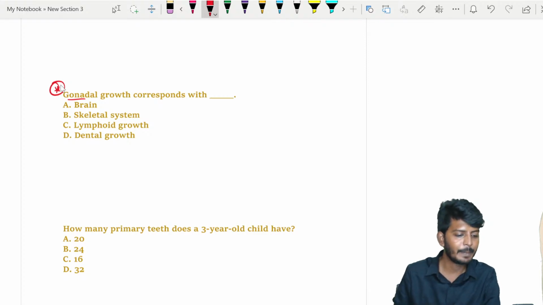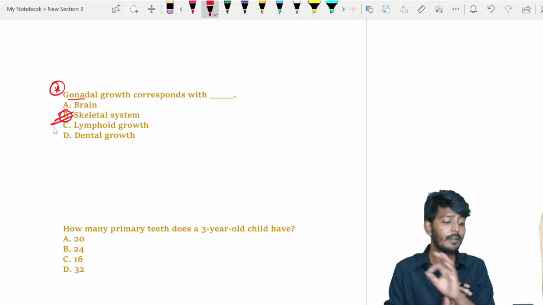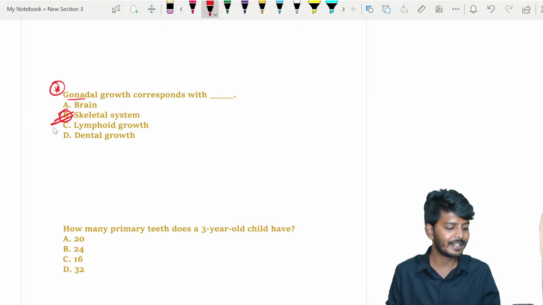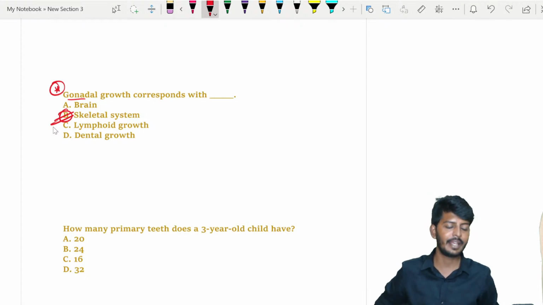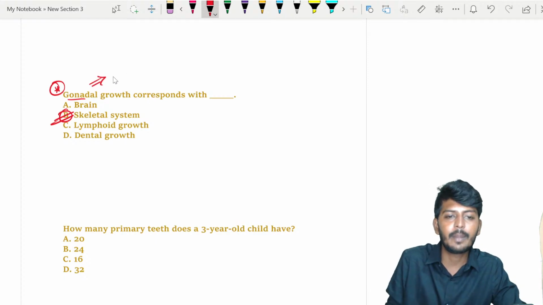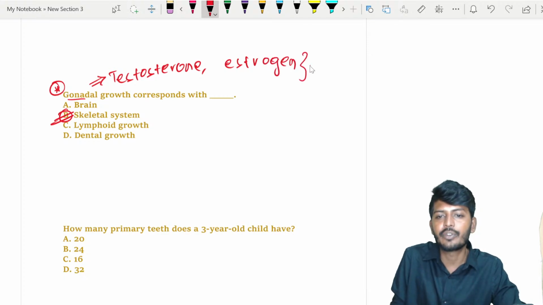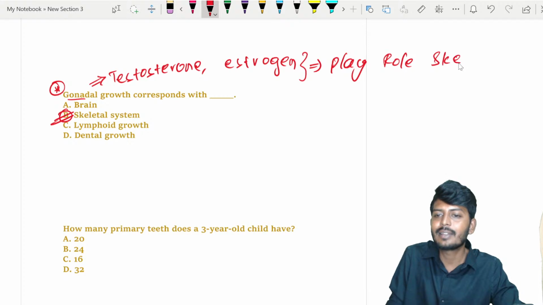So the answer will be: it corresponds with the skeletal system. Gonadal growth always corresponds with the skeletal system. Children, compared with what? With the skeletal system. Because remember, gonads are responsible for the production of testosterone and also estrogen, and this testosterone and estrogen also play a role in skeletal growth, so that is why skeletal growth.